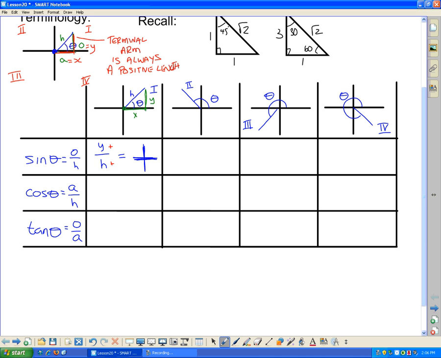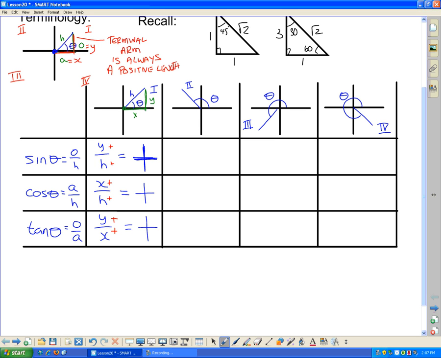All right. Cos. The adjacent side is x, and the hypotenuse is still h. In that quadrant, x is positive, terminal arm is positive. Positive divided by a positive will be a positive. For tan, opposite is my y value, adjacent is my x value. Both of them will be positives in that quadrant. Positive divided by positive is a positive.